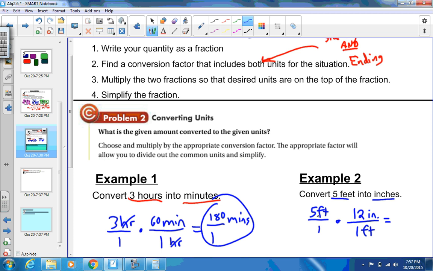When you multiply, the feet cancel out, 1 on top, 1 on bottom. We have 5 times 12, which would be 60. Bring over the inches as well, all over 1. So 60 inches is our answer there. So there's 60 inches in 5 feet. So if you're 5 feet tall, you're at least 60 inches tall. So that's pretty cool.